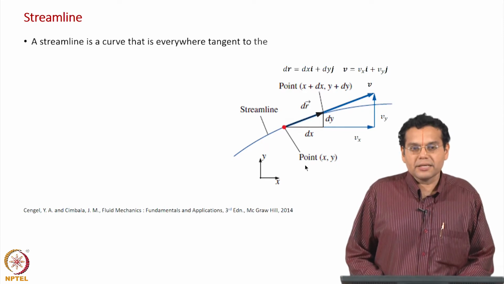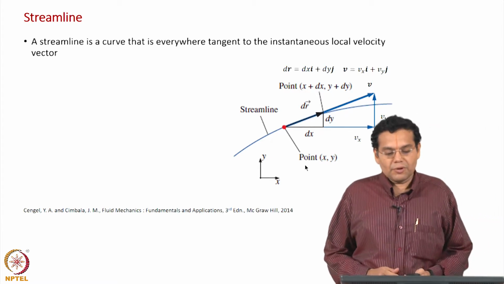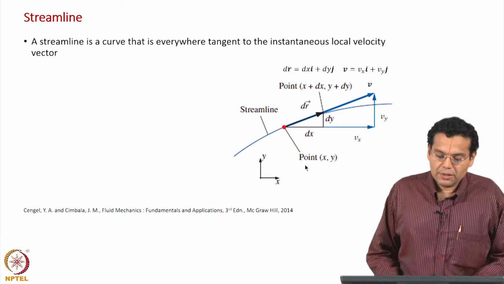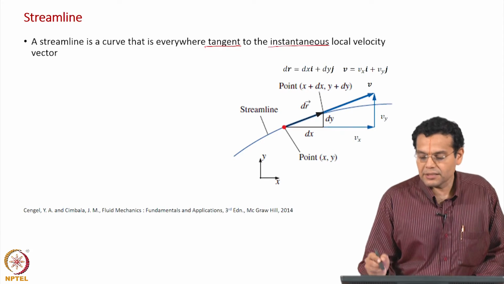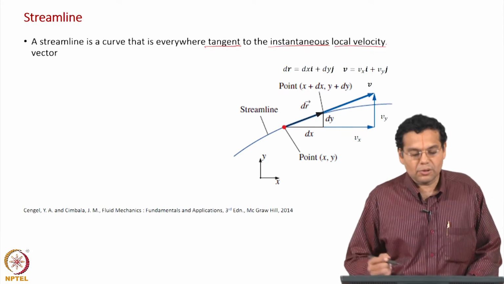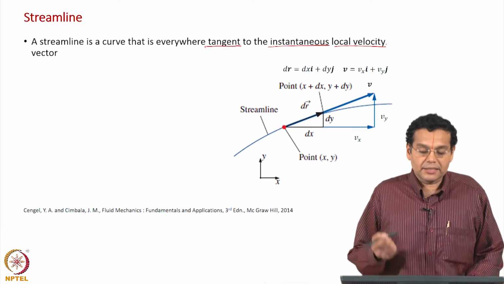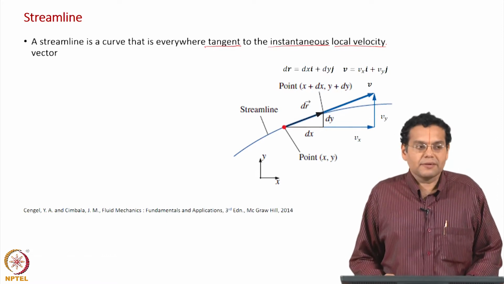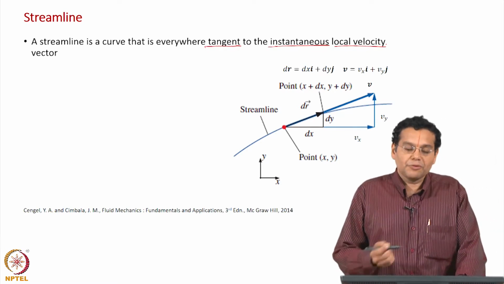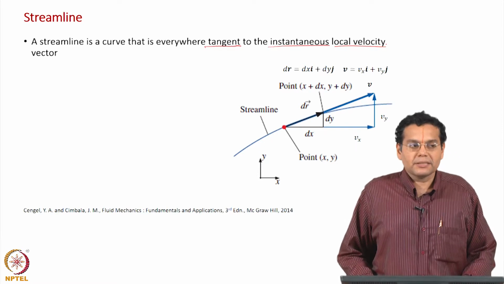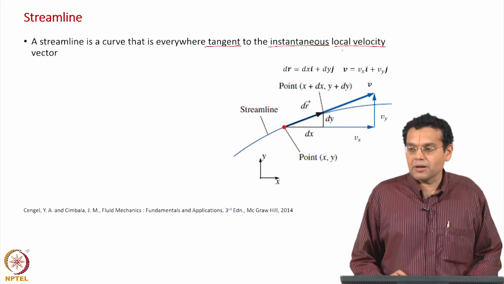So, let us look at the definition of a streamline. A streamline is a curve that is everywhere tangent to the instantaneous local velocity vector. The keywords here are: first, tangent; next, instantaneous; next, local velocity. So, three aspects are there in this definition. First it says that it is a curve that is everywhere tangent to the velocity vector. Looking at it the other way, if you have a streamline and you draw a tangent, that would represent the velocity. Now, why is it local? Wherever you have a tangent, it represents the velocity at that particular location.